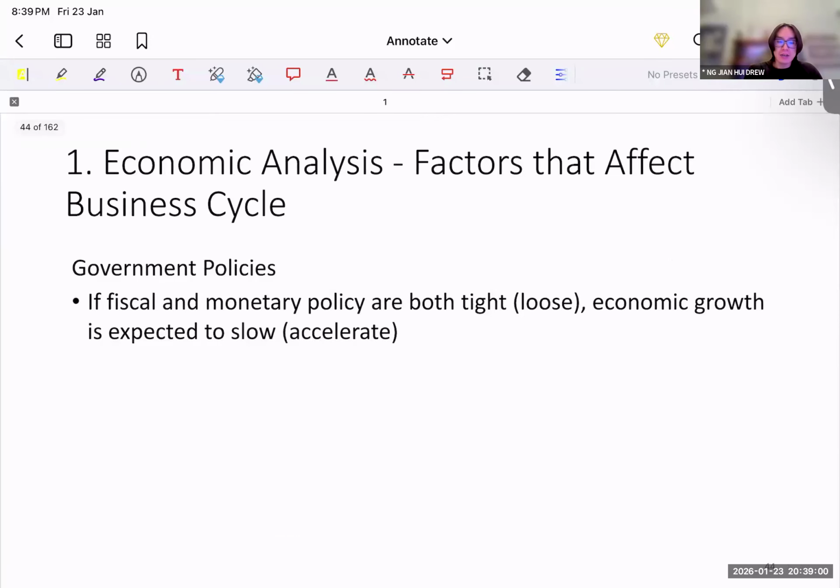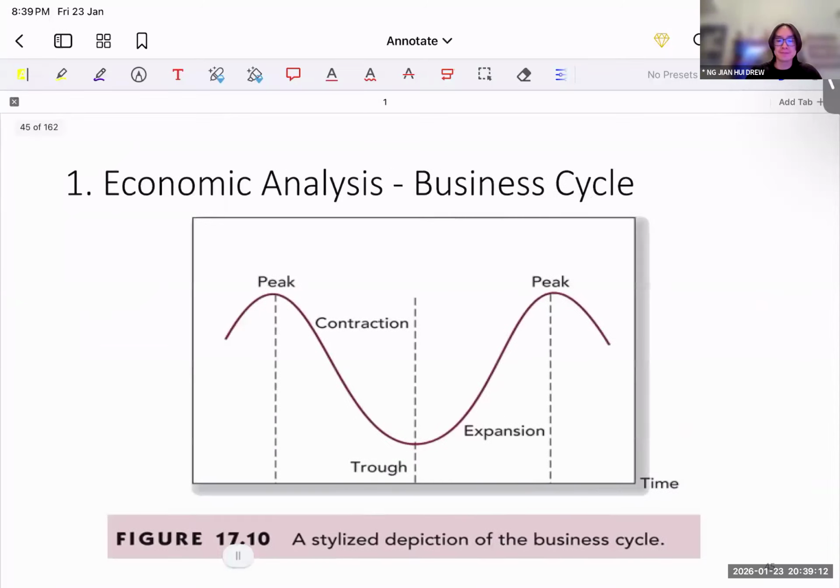Right? So government policy is always a mix between fiscal and monetary, depending on the business cycle. Government might choose to loosen or tighten the policies. Right? Questions? Any comments?